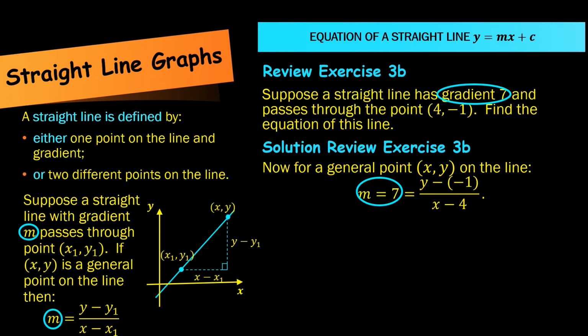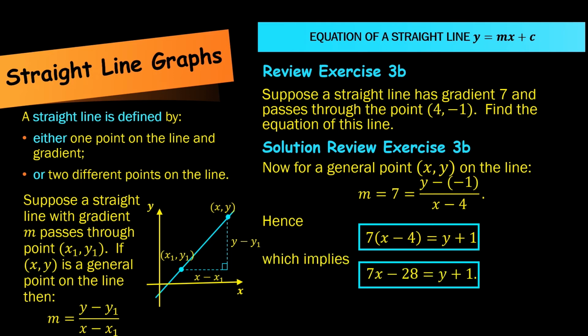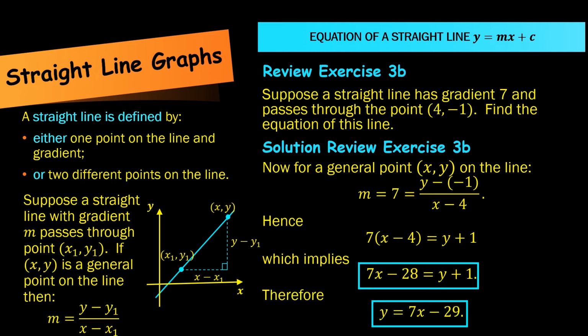Now m equals 7, and this is equal to y minus -1 over x minus 4. We can rearrange to give us 7 times x minus 4 equals y plus 1, which implies when we multiply out the brackets, 7x minus 28 equals y plus 1. And finally, tidying up gives us y equals 7x minus 29.